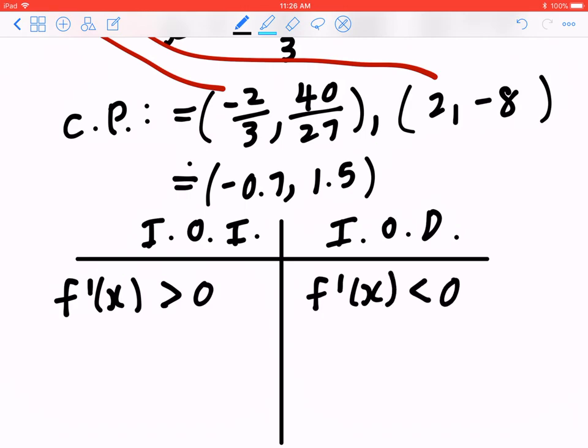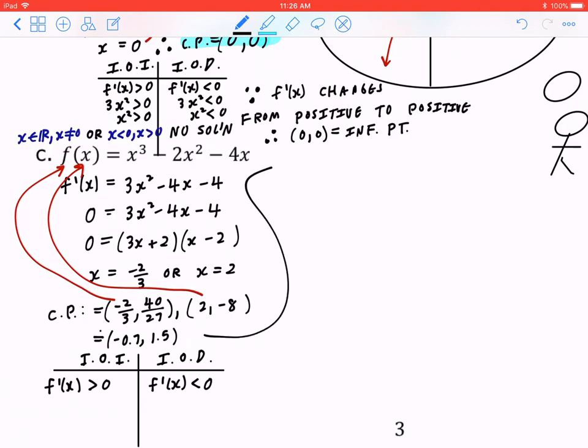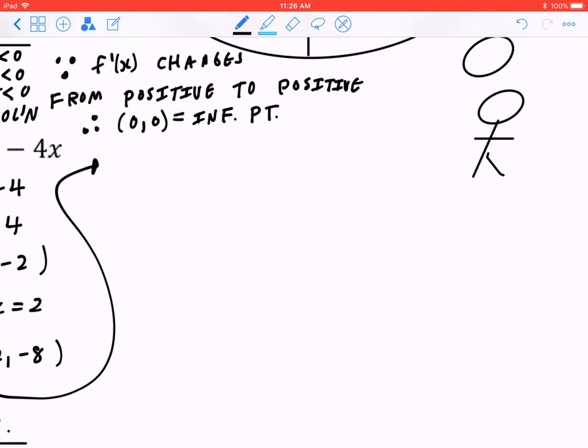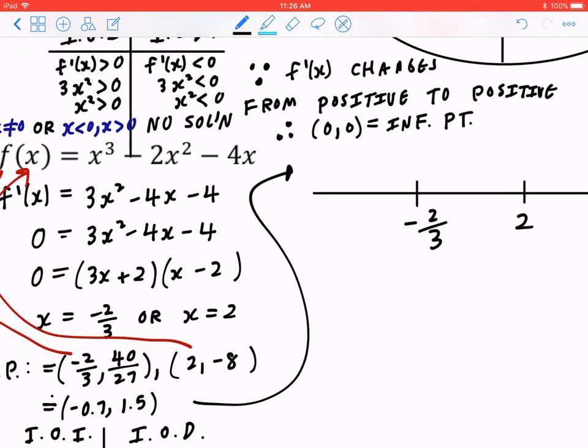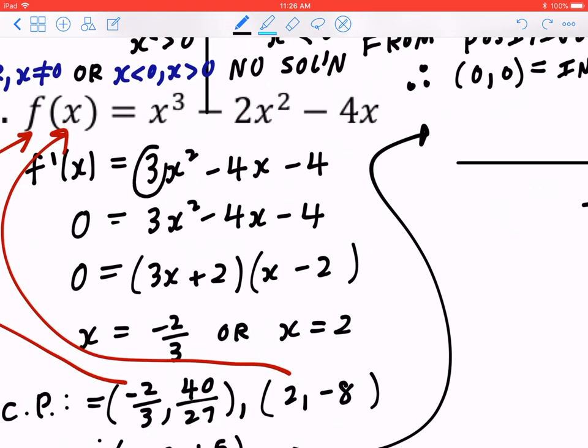Now, this skill you have learned from MHF. So I'm going to go back to the top for a moment and show you the fastest way. Because if you think about this, you can draw a number line. You have these anchor points, and the anchor points include negative 2 over 3 and positive 2. Now, from MHF, notice how f prime is positive even.